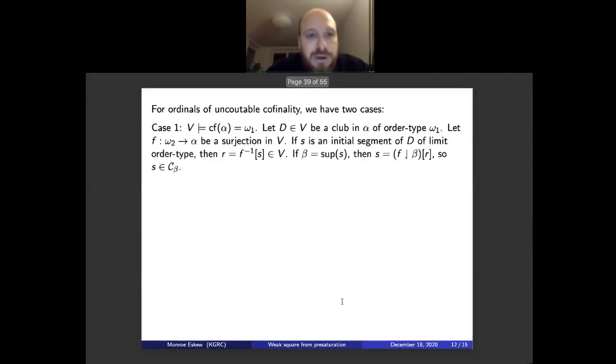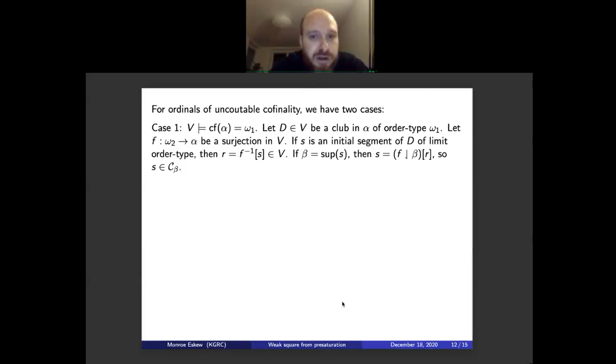Okay, now we have to deal with the other ordinals, and for this we have two cases. Case one is you look at an alpha that has cofinality omega 1 in V. What you do here is take a club from V in alpha of order type omega 1, and this is just the obvious thing to do. You take a surjection from omega 2 to alpha that lives in the ground model V. If you take an initial segment of this club D of some limit ordinal type, then the inverse image under this function is obviously also in V. So in particular, it's in our elementary submodel.